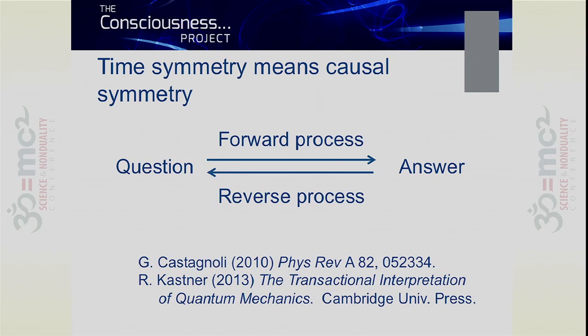And there's a very nice treatment of this in Ruth Kastner's book, The Transactional Interpretation of Quantum Mechanics, which adds some other stuff that I think is probably not quite right, but she does a nice treatment of time symmetry in this forward and reverse way.